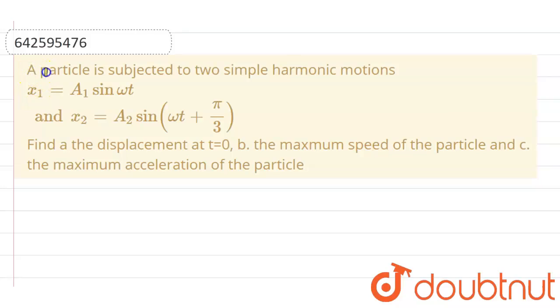So the given question is: a particle is subjected to two simple harmonic motions. The first one is x1 equals a1 sine omega t, and the second one is x2 equals a2 sine (omega t plus pi by 3). Now we have to find, first, the displacement at t equals 0; second, the maximum speed of the particle; and third, the maximum acceleration of the particle.